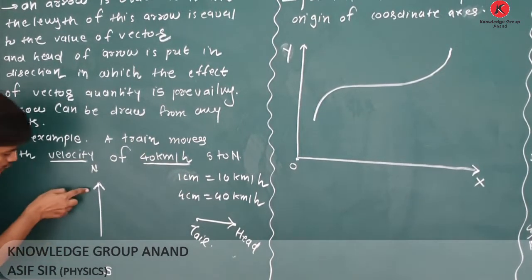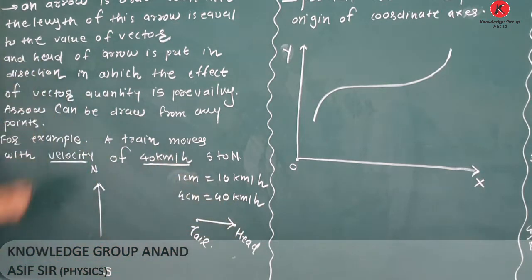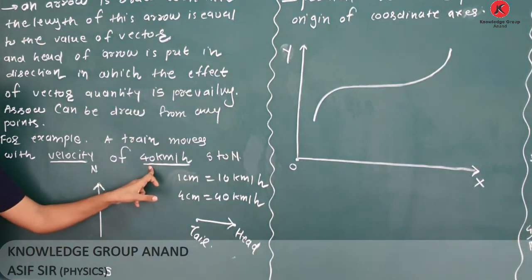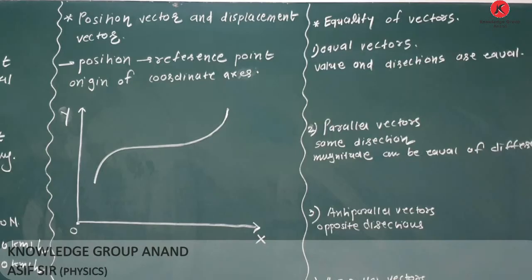And what is the length of this arrow? 4 centimeter, which is equal to 40 km per hour. Clear about this? So you have to remember how any vector quantity is represented. You will be given magnitude and direction.